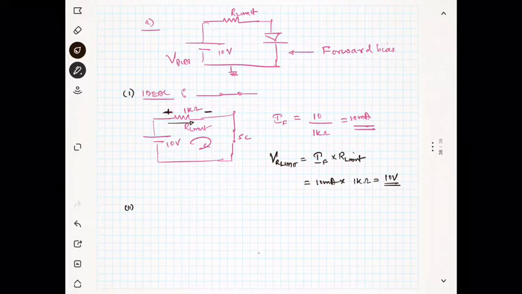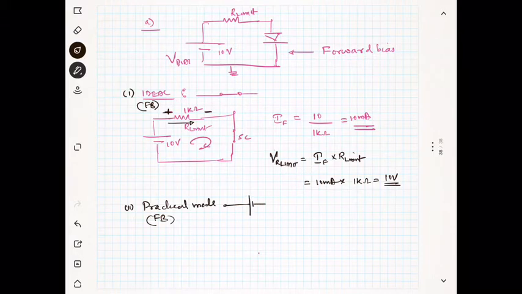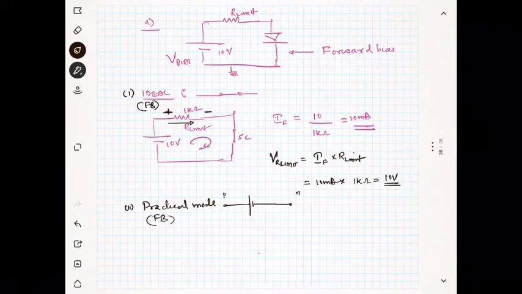Next we will consider the practical model. Okay, so in the practical model, during the forward bias, the diode can be replaced with a positive negative, that means this is your p-type side and this is the n side, and a short circuit. Okay, this is a short circuit also. So I am going to replace the diode with this model.